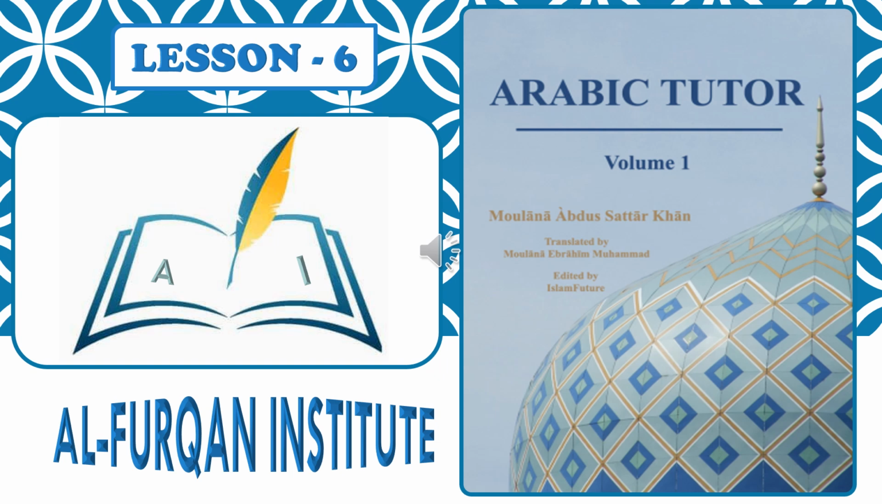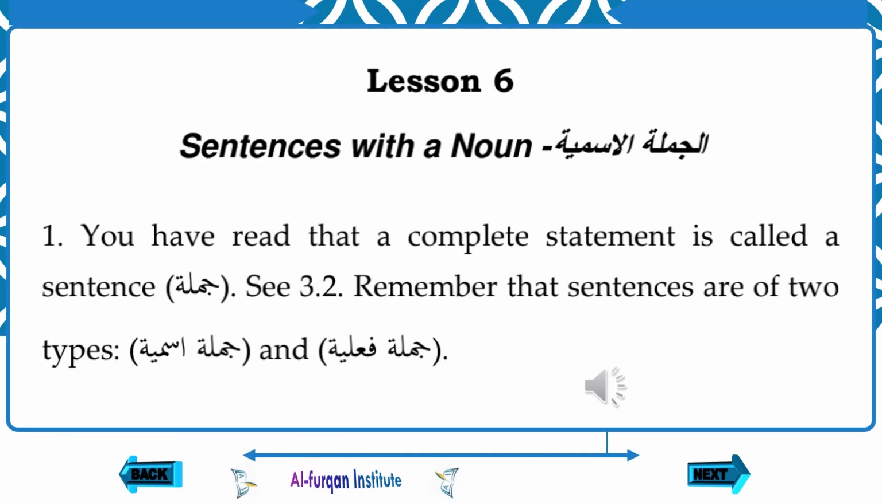Inshallah, we shall continue with lesson 6, which is talking about sentence with a noun, jumla to ismiya. You have read that a complete statement is called a sentence, that is jumla. You see lesson 3 note 2. Remember that sentences are of two types, jumla to ismiya and jumla to fi'liya. A jumla is a complete statement or sentence in Arabic that conveys a full meaning.